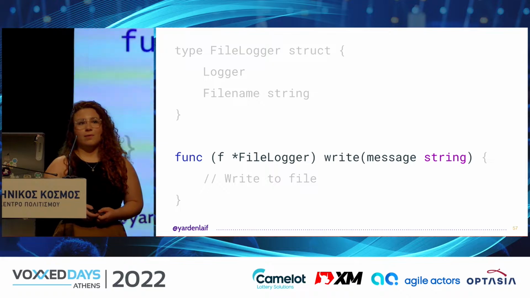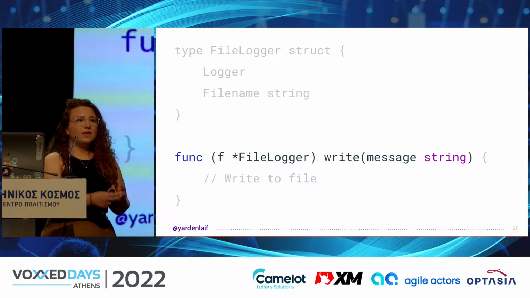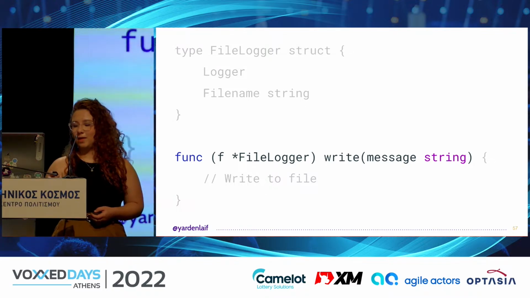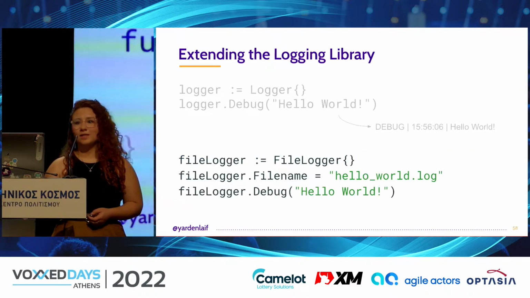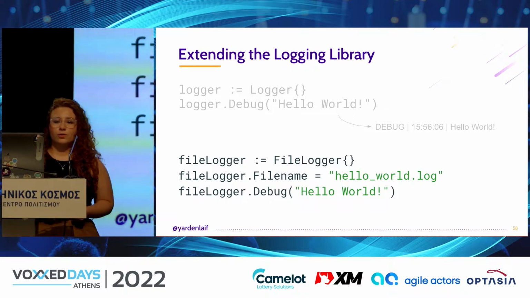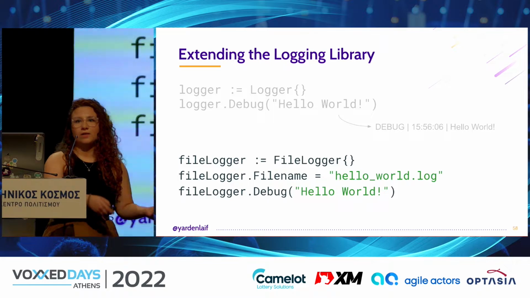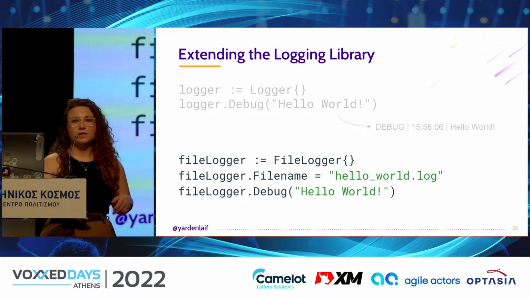And we'll have that write method. Now in Go, we don't have annotations, we don't have decorators, we don't have things like that. So I'm just going to write the write method and hope it overrides. Great, so we'll do the same thing. We'll create a file logger instance. We'll set the file name to be whatever file we want to log to, and we'll call the debug method.